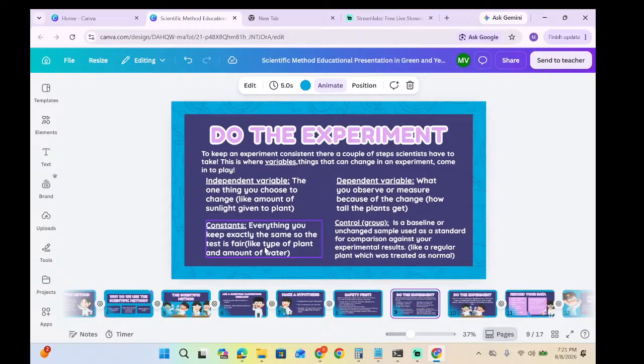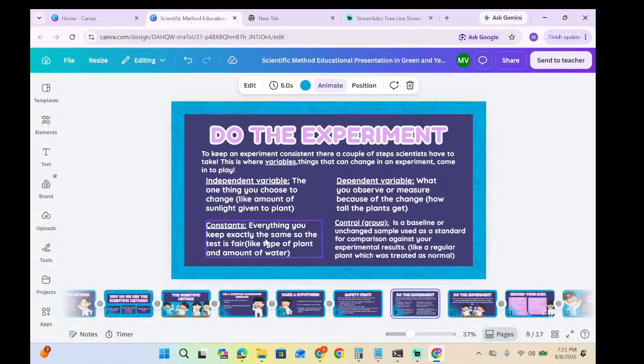And if this was our independent variable, the sunlight given to the plant, and how tall each of the plants get, and the constants are the same type of plant, the same type of water, the same amount of water, same amount of soil, same type of soil, then the control would be maybe one that you regularly put on your desk. Maybe it gets sunlight, maybe it doesn't, but that's the control. That's what we treat as normal.